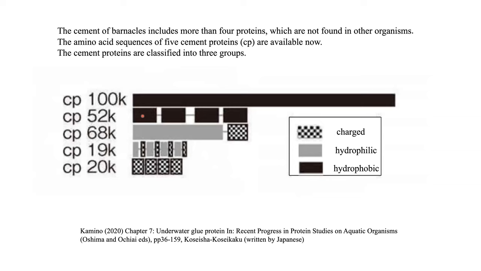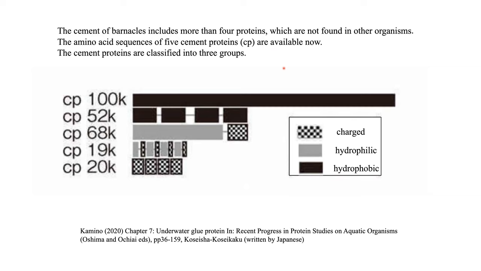The cement proteins of barnacles include more than four proteins which are not found in other organisms. I'll show you later that they are specific proteins and not found in organisms other than barnacles. And currently, the amino acid sequences of five cement proteins are available. The cement proteins are classified into three groups. So these are the three groups.